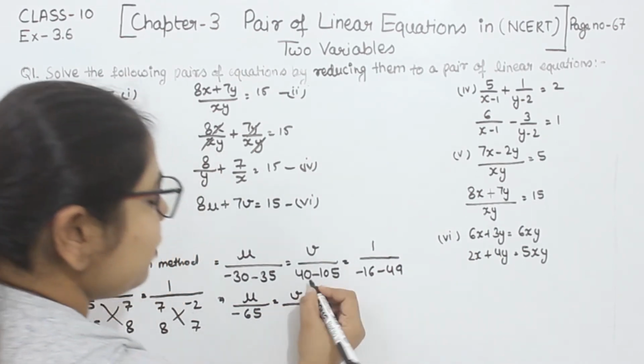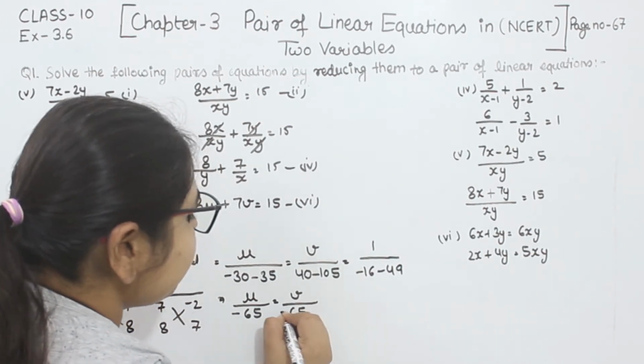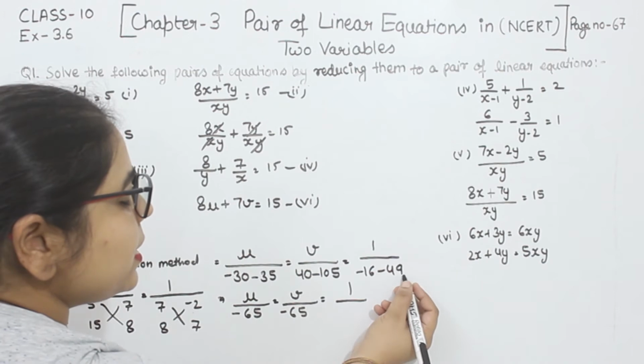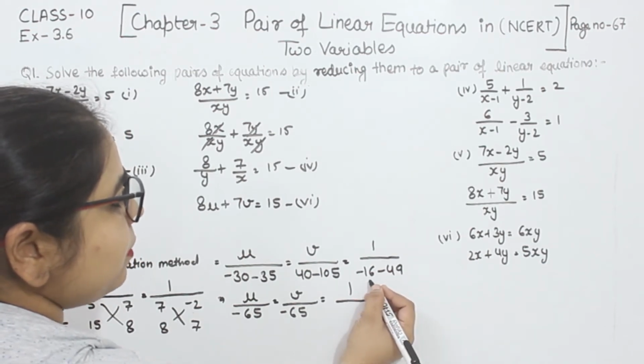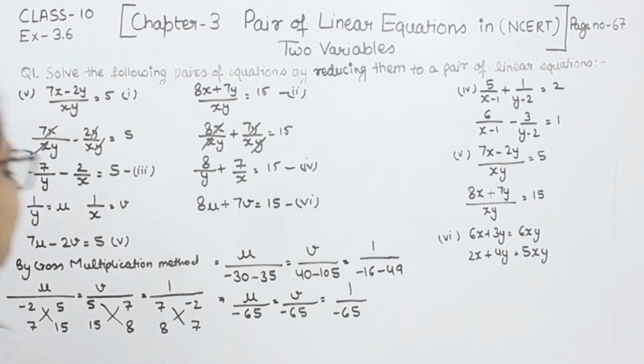Now comes to the v. Here we are having 40 minus 105. This one we are having as equal to minus 65. Now comes to the 1. Here we have minus and minus plus. Now 49 plus 16 we are having as equal to 65. So this one we are having the values.